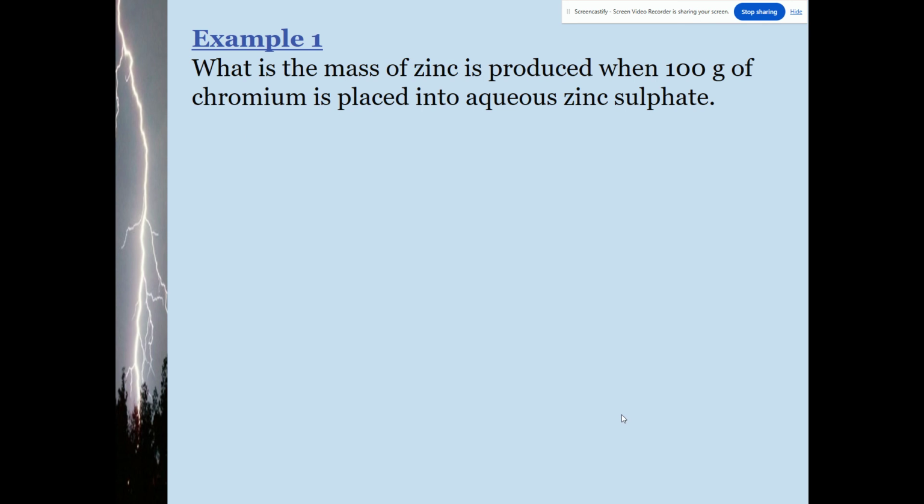Example 1. What mass of zinc is produced? So we don't have zinc to start. It's going to be a product. Remember, when we're doing these questions, we list everything as a reactant. That's what we have present. So it says we're taking chromium metal, or chromium by itself, which implies chromium metal, which is Cr solid, and putting it into an aqueous solution of zinc sulfate. So we have a source of zinc ions and sulfate ions, okay? And water, because aqueous again means it's dissolved in water.